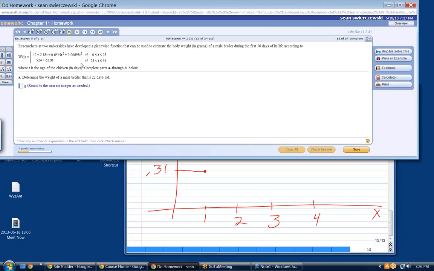That's 0.6549. 0.6549, so 0.6. Round to the nearest integer. Oh, no, I was trying to read the question still.